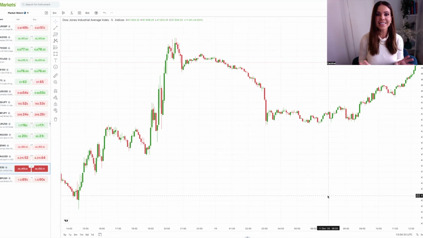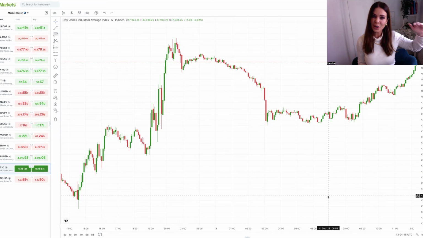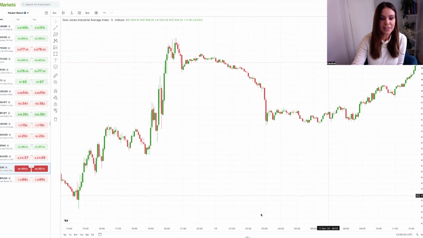So basically, if you miss that first big move, don't panic. Draw up a fair value gap and see if the market comes back to that price point. It gets you a much better price as well than entering at the top of the big move that happened, and it means that you get a much better risk to reward ratio. So I'm going to show you an example.